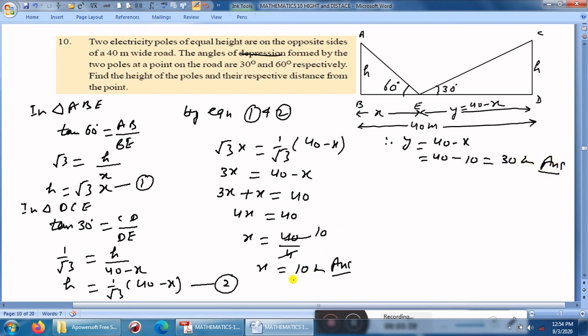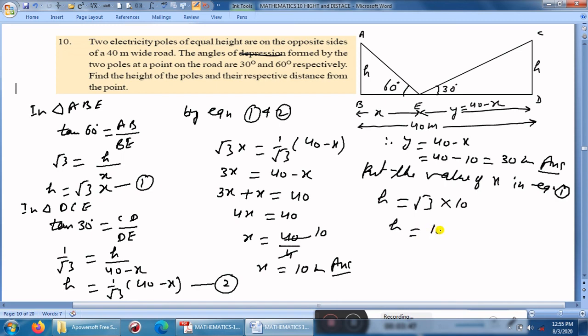Put the value of X in equation first. So the first equation is here. So we can find H is equal to root 3 times X, and X is 10. So H is equal to 10 root 3 meters.